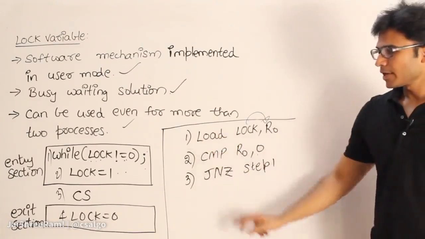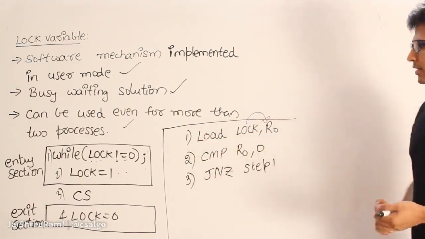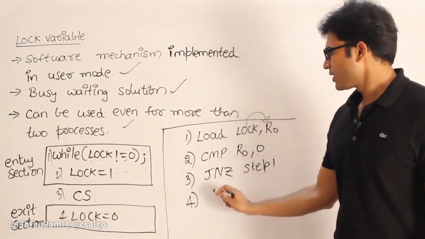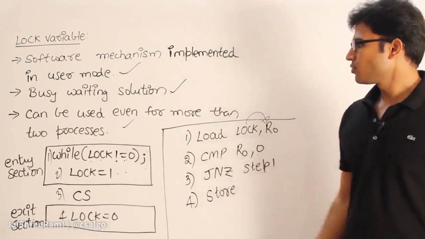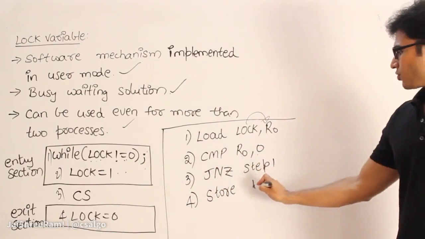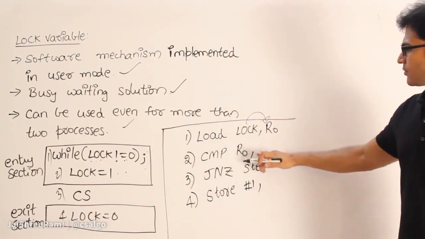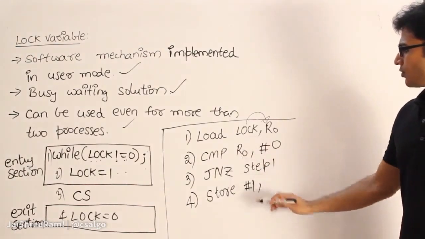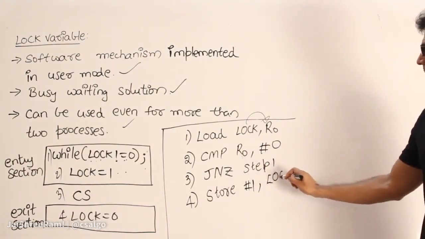When will this loop break? This while loop will break only when lock equals 0. Therefore at some point it might break. Once it breaks, what should we do? We should assign 1 to the lock. Therefore, store the value 1. Just for the sake of syntax, load the value 1 into the lock variable.